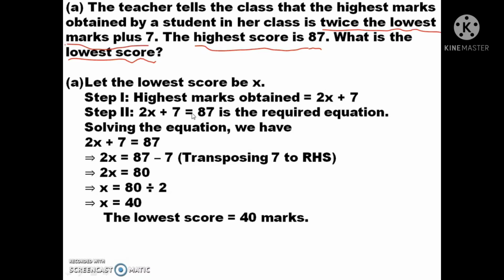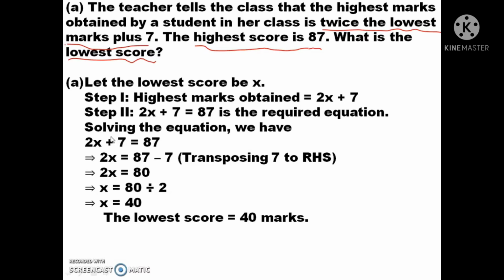Where is that 87 coming from? It is directly given in your question. The highest score is 87. So what is the equation you got? 2x plus 7 is equal to 87.